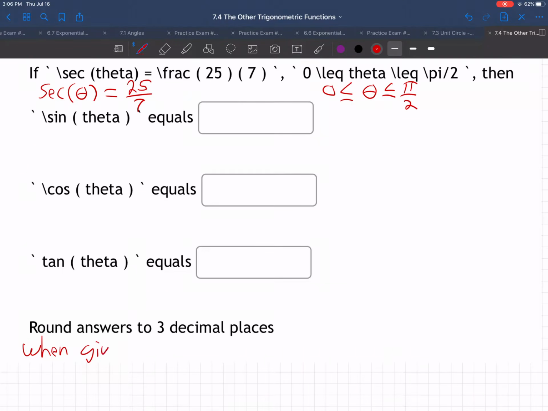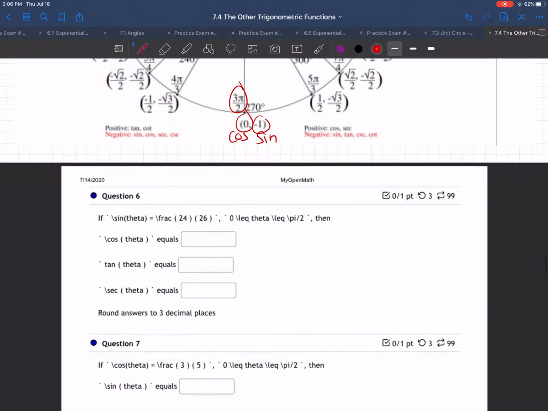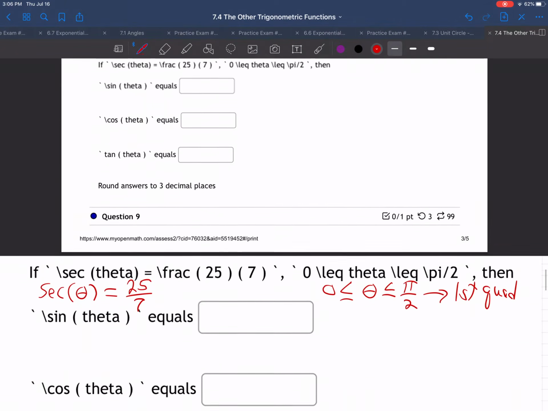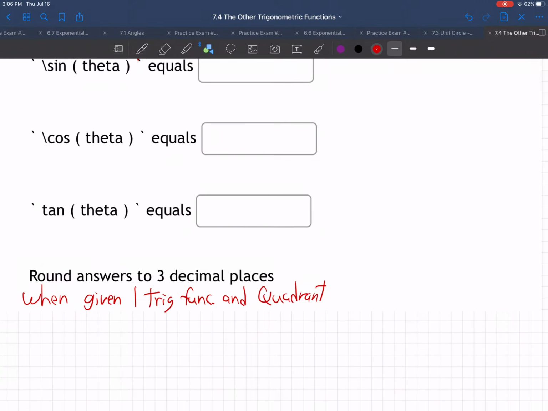When given one trig function and the quadrant it's in, because that's what they're doing. They're giving us the quadrant. This is the first quadrant, right? That's between 0 and pi over 2 on the unit circle. If you go look at a unit circle, then between 0 and pi over 2, that's the first quadrant. So that's what they're telling us, first quadrant. So what do you do when they give you one trig function and the quadrant?